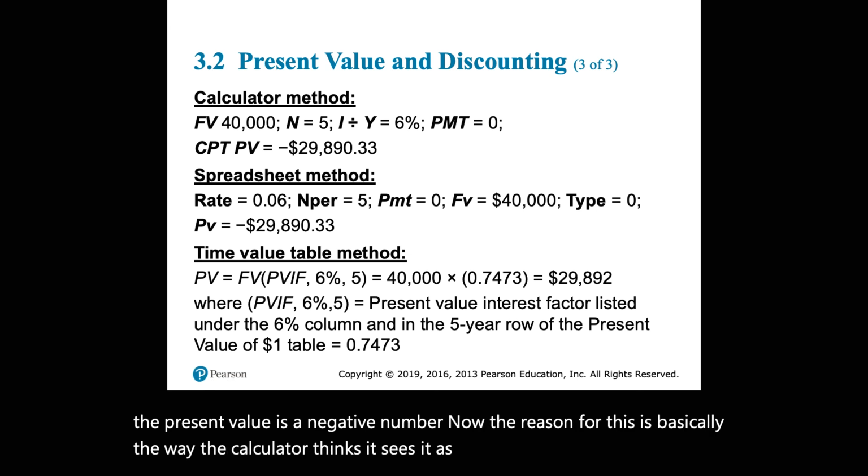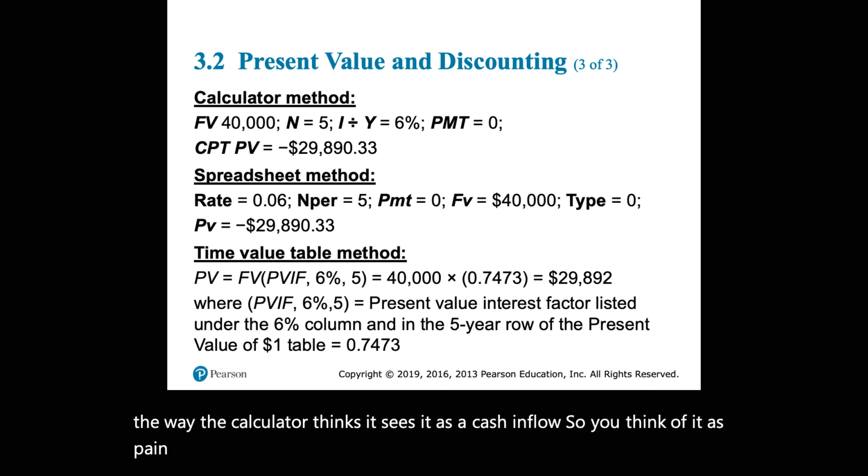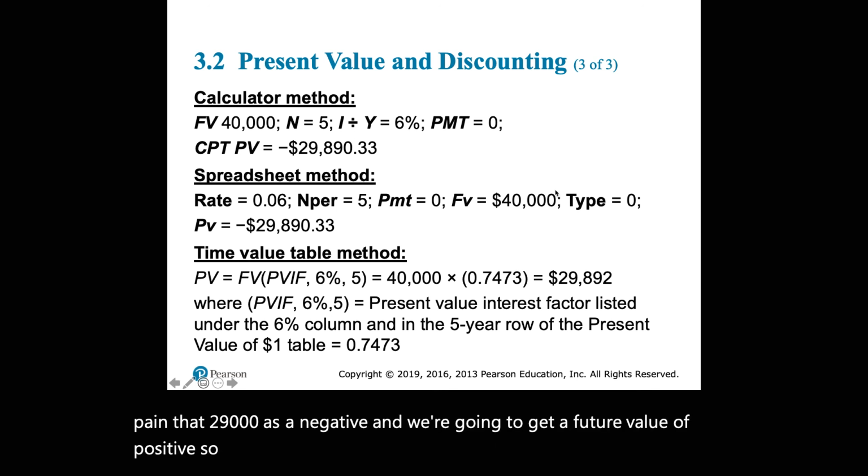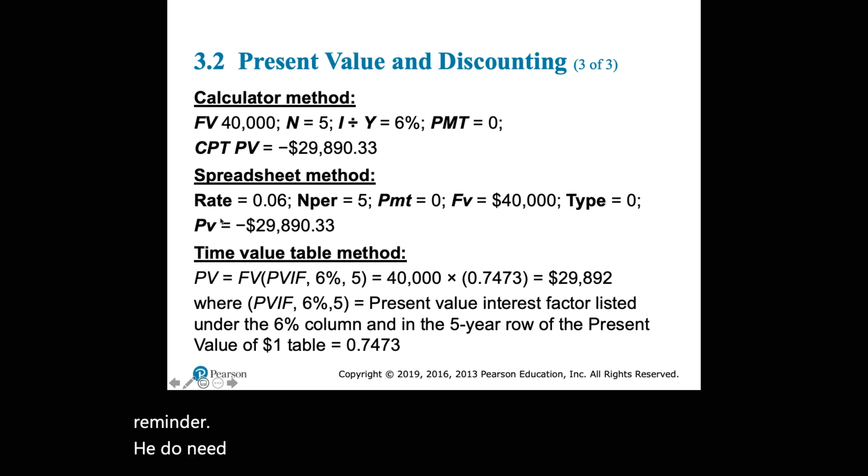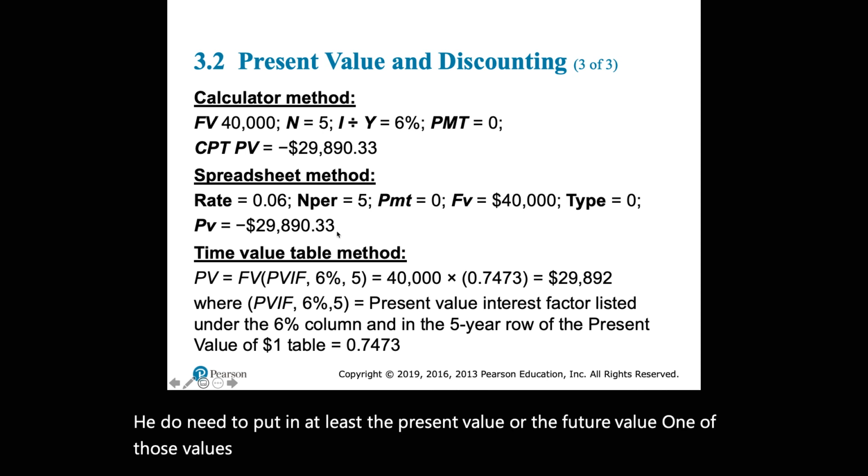So think of it as paying that $29,000 as a negative, and we're going to get a future value of a positive. So we'll talk more about that later on, but just a reminder, you do need to put in at least the present value or the future value. One of those values needs to be a negative for it to calculate properly in both the calculator and spreadsheet.